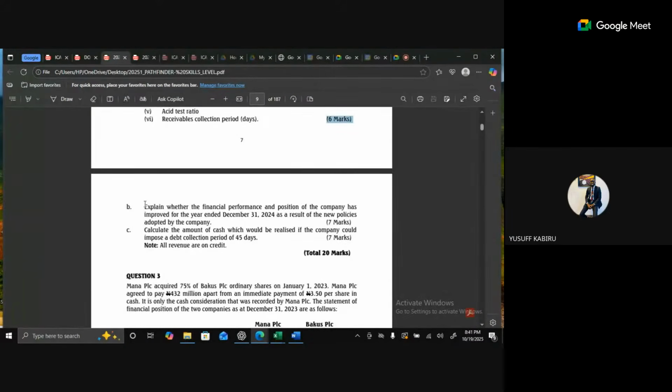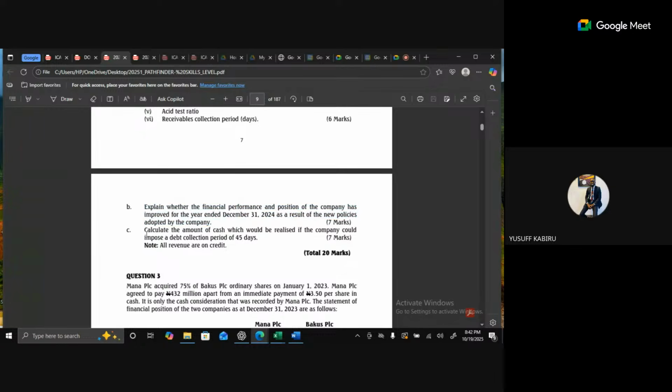The B now says what? Explain whether the financial performance and position of the company has improved for the year ended 31st 2024 as a result of the new policy. So you are comparing the 2023 ratios that you calculated against 2024 to see whether there's an improvement or not as a result of the new policy. So this is where your explanation and the linking of your ratio to the scenario, as well as the figures on the face of the statement, come in.